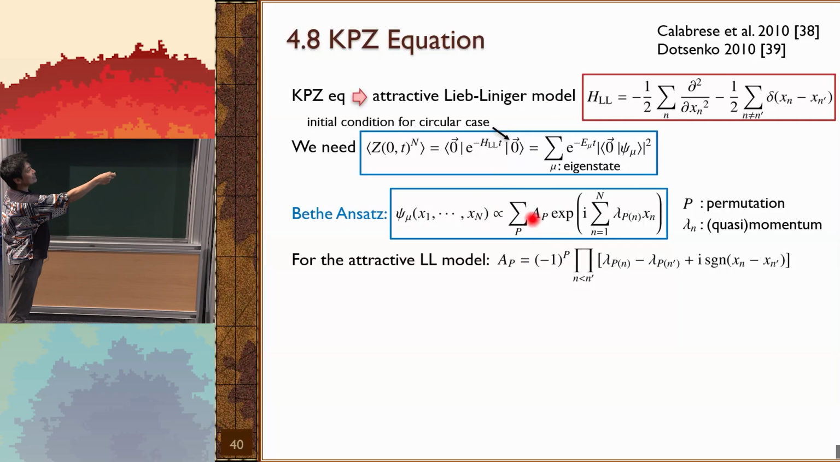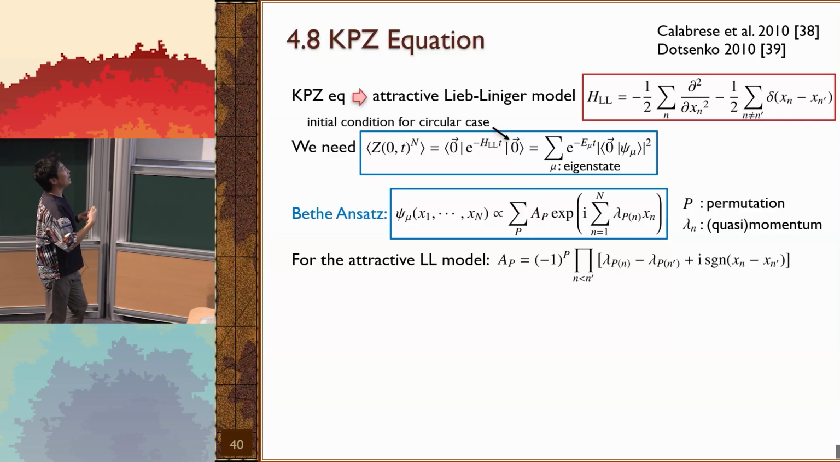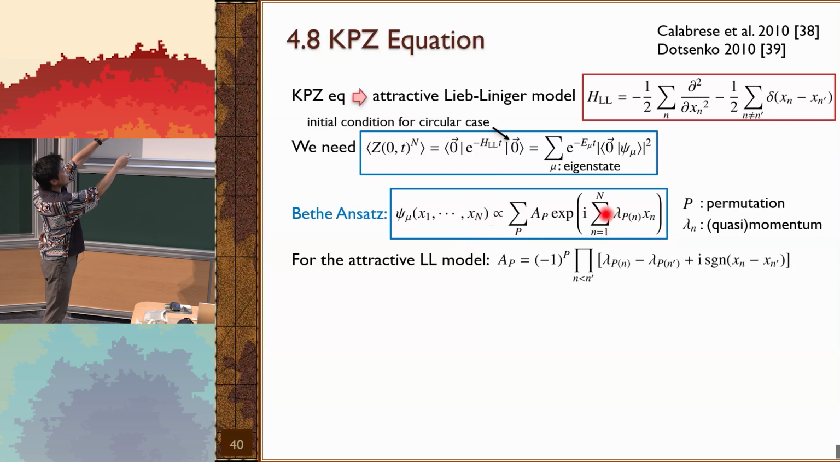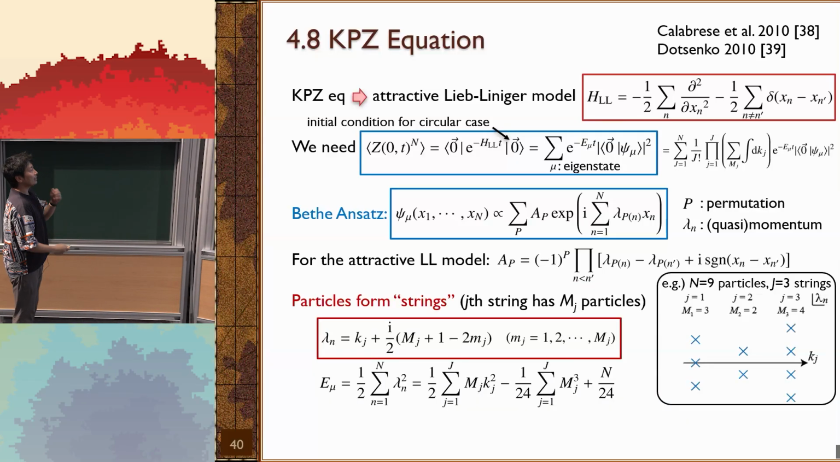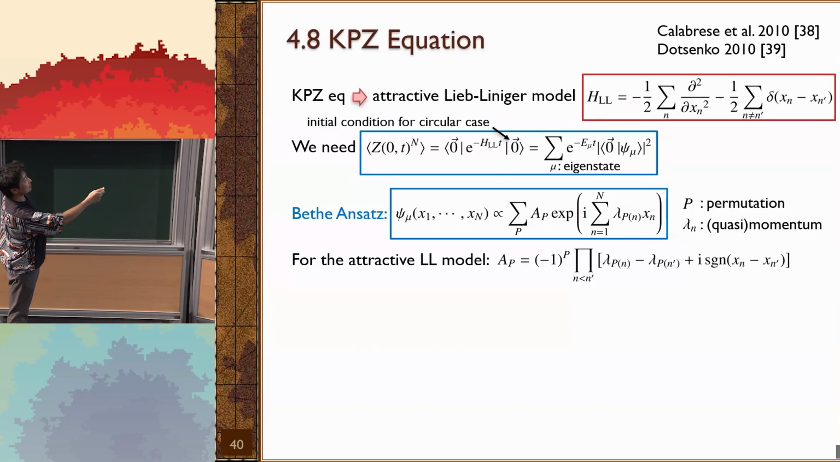And you have some coefficient A_P here. And the form of this A_P can be determined by plugging this plane wave solution into the original Schrödinger equation with this Hamiltonian. So if you put this form into the Schrödinger equation, in order to satisfy it, you can actually get this form for A_P. And then we get the form of the wave function.